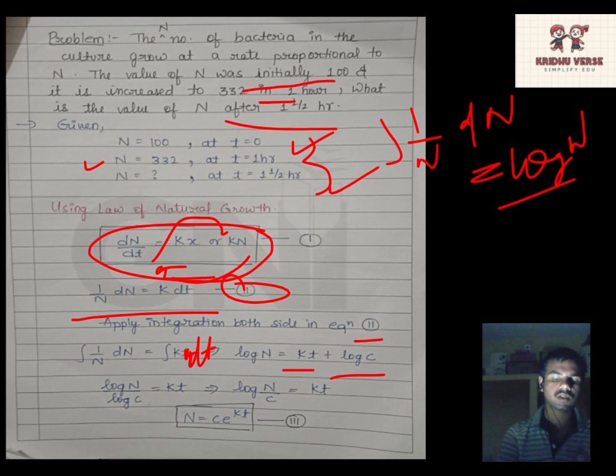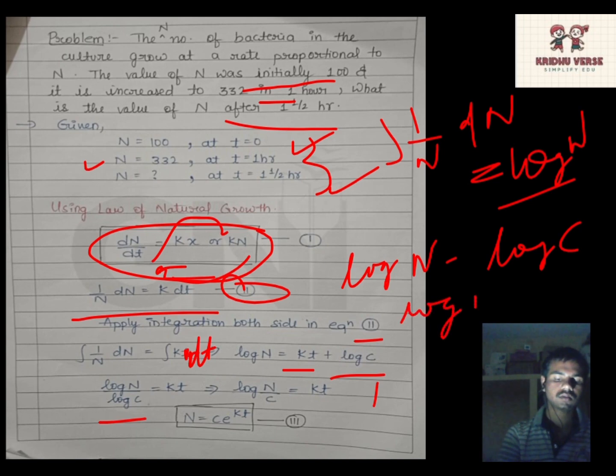So now we'll shift this log c to the other side. So it will be log n over log c equal to kt, because from here it will go to the other side with a minus. Minus means it will be log n minus log c. But this we can write as log n over c, because for this there is a formula. If you know this formula, you can easily understand this.